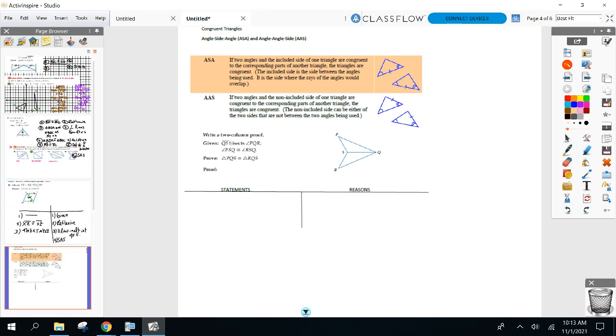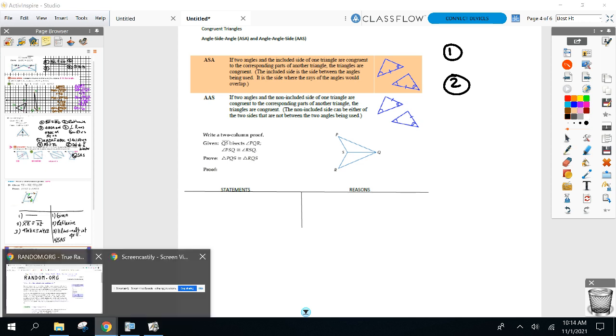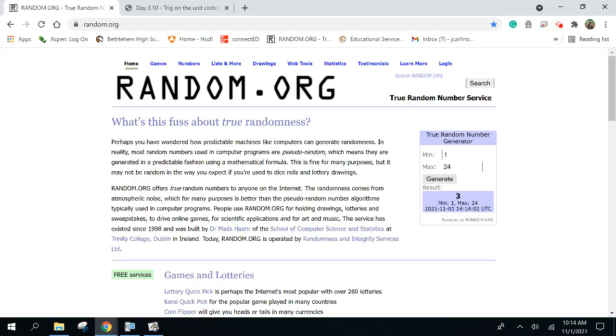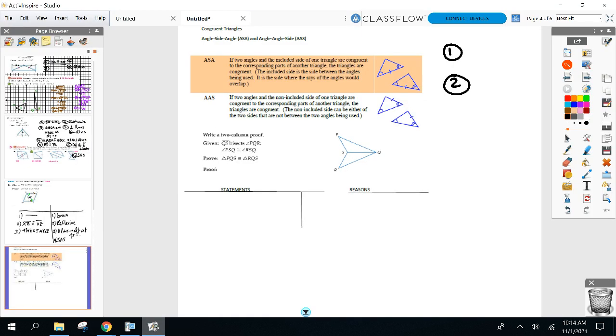Let's review first. On Friday, I gave you 2 methods of proving triangles congruent. Can I have one of those methods, please? Side, side, side. If you have all 3 pairs of sides, you're good to go.